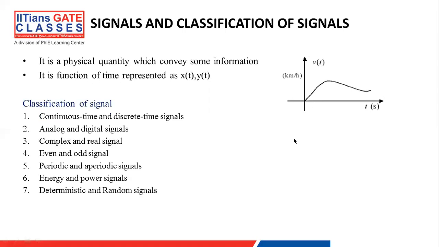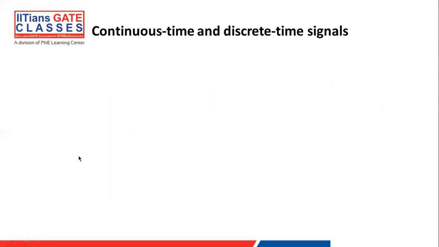Now signals can be classified in multiple ways: continuous and discrete time signal, analog and digital, complex and real, even and odd, periodic and aperiodic, energy and power, deterministic and random signal. Some of these categories, like even and odd, complex and real, and periodic and aperiodic, are similar to the functions that we study in mathematics. So this will be very easy to understand.